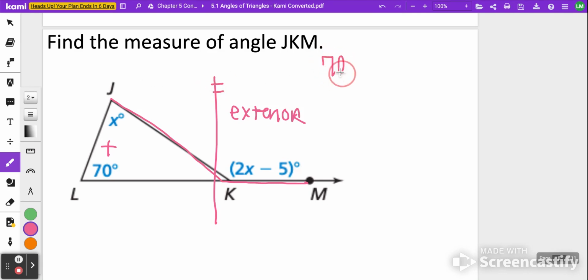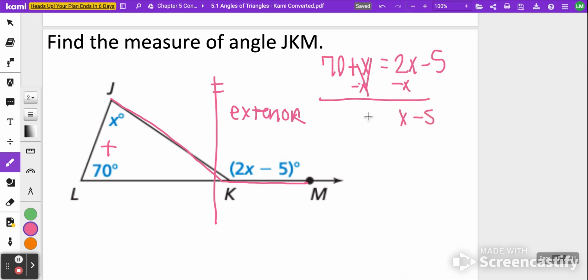So all I would do is write 70 plus x is equal to 2x minus 5. First we have to find whatever x is equal to, so I'm going to move my x's to one side. It might be best to move the smallest x first, that way I don't have to deal with any negative variables. 2x minus x is just going to give me x minus 5, and on the left side I still have 70, but if I add 5 to both sides, x is equal to 75.